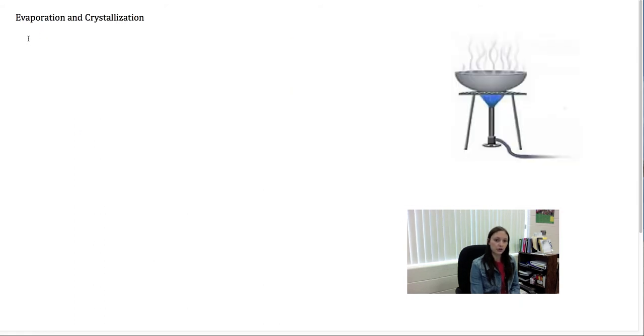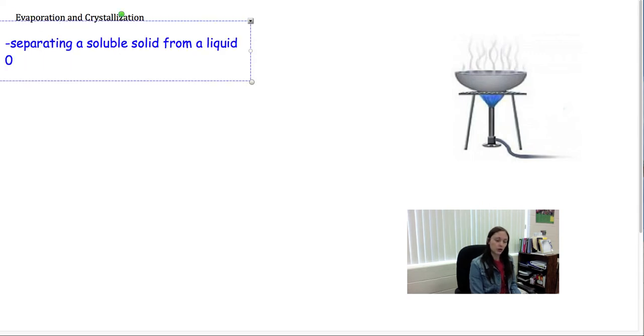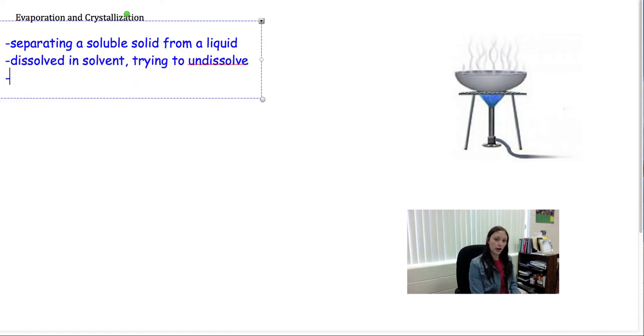Moving on to evaporation and crystallization, these usually go right along with filtration. Where you are evaporating something, you are separating the soluble solid from a liquid. So here you're going to have something that is already dissolved in the solvent, and you need to undissolve it. And how this works, and you've done this before, is that the heat evaporates the solvent and leaves behind the solid residue or the crystals.